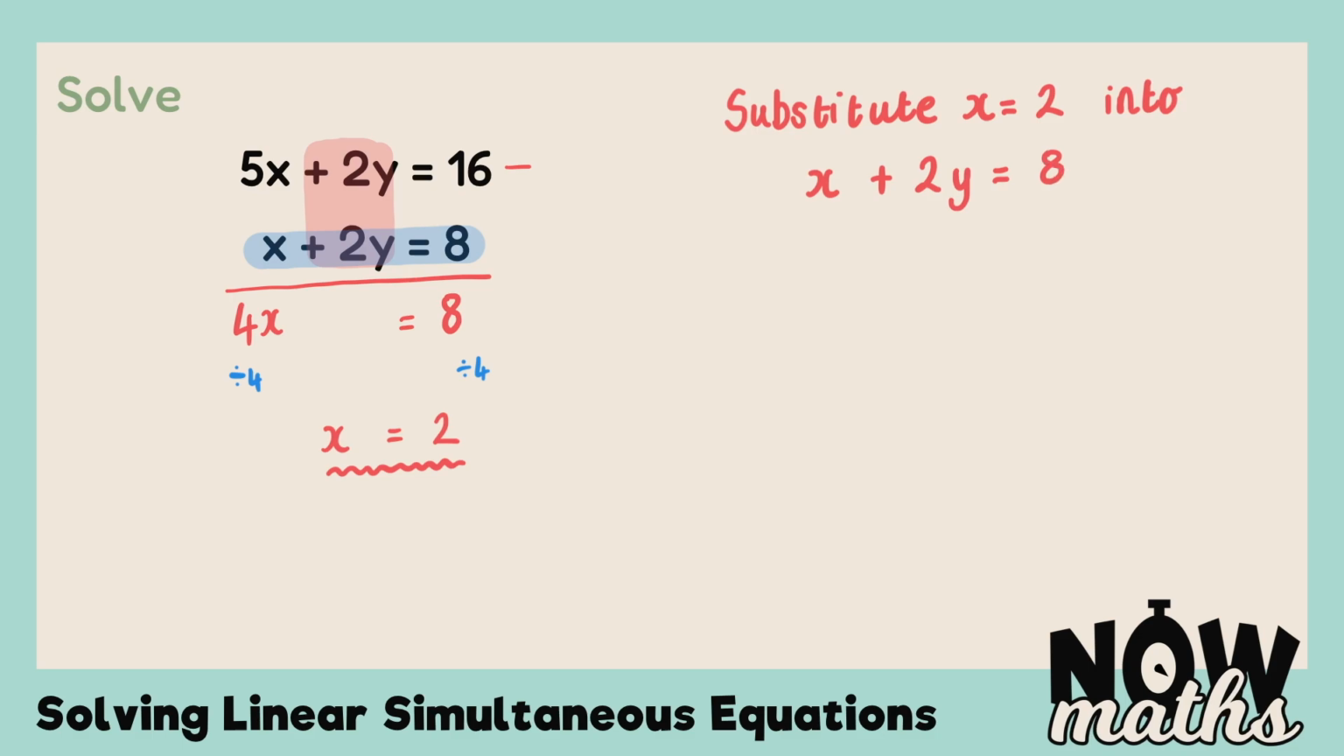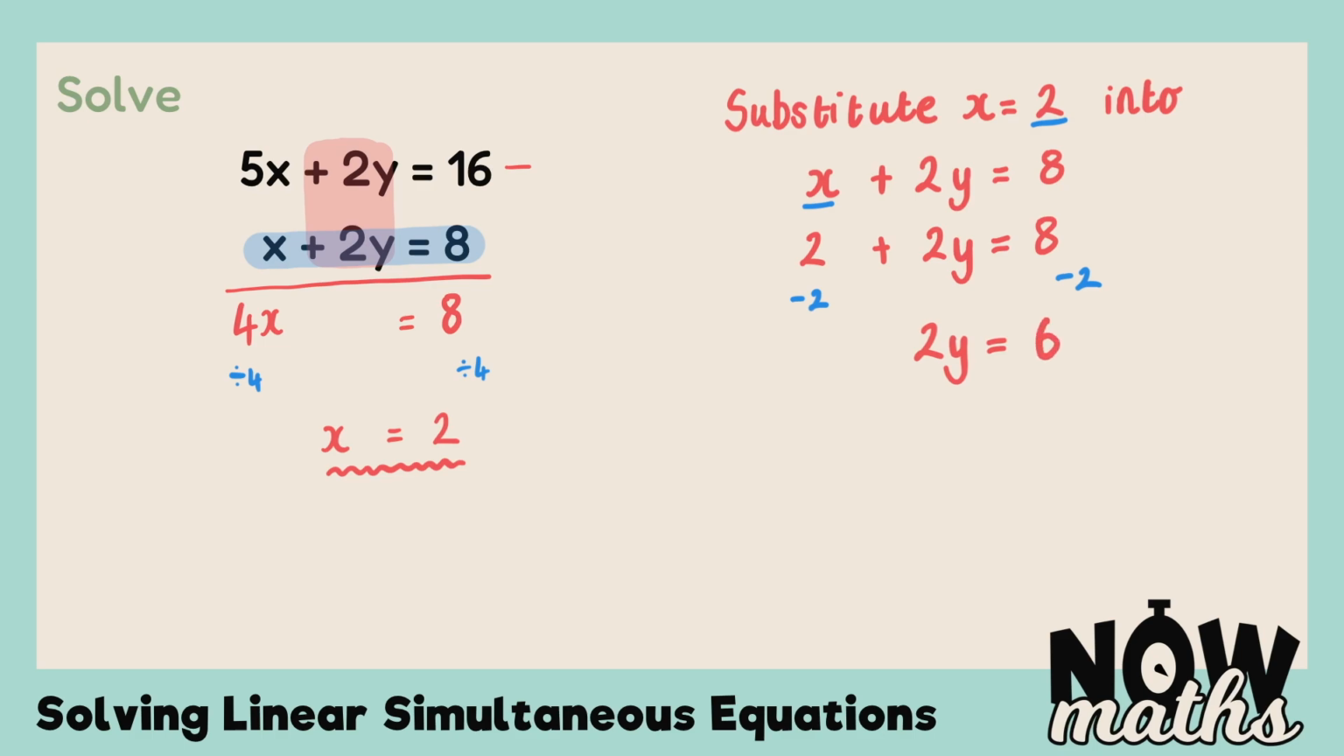Now when we substitute x for 2, the x is replaced with 2, so our equation becomes 2 add 2y equals 8. We're now left with another nice linear equation to solve. This time there is just a y in this equation. So to solve this, we're going to subtract the 2 from each side. So on the left hand side, we are left with just 2y. And on the right hand side, 8 subtract 2 is 6.